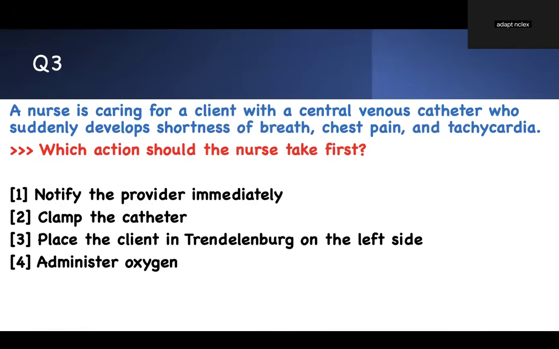Which action should the nurse take first? Underline the buzzwords for this question. When you see a long question like that, underline it. A nurse is caring for a client with a central venous catheter who suddenly develops shortness of breath, chest pain, and tachycardia. What is going on? What action should the nurse take first? Ask yourself: breathing issue, chest pain, tachycardia, connected. The fact that it happened acutely while they have a central venous catheter is your diagnosis.